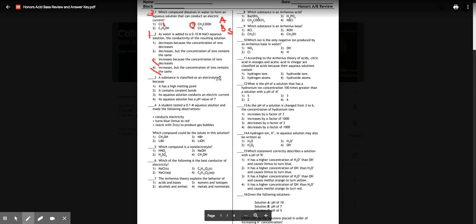Substance is classified as an electrolyte because it conducts electric current, electrolyte. Number 4, a student has a 0.1 molar aqueous solution, conducts electricity. Blue litmus goes to red and reacts with zinc to produce a gas bubble. We've actually done that in the lab. So conducts electricity means acids, bases, or salts. So I'm going to get rid of anybody that's not an acid, base, or a salt.